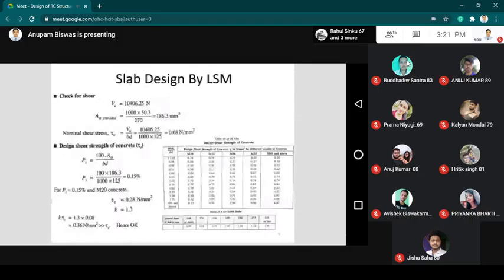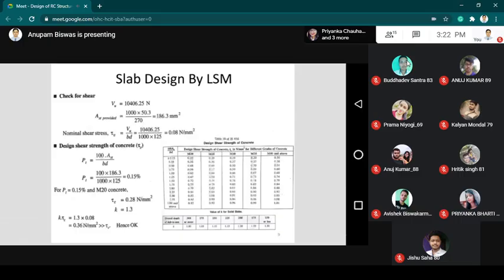Next step is to check for the shear. The shear value is already obtained, and we also have to calculate with the minimum Ast provided. The Ast provided is 186.3 millimeter square, and the nominal shear stress, V by bd, we can obtain. Now the next step is the design shear strength of concrete.